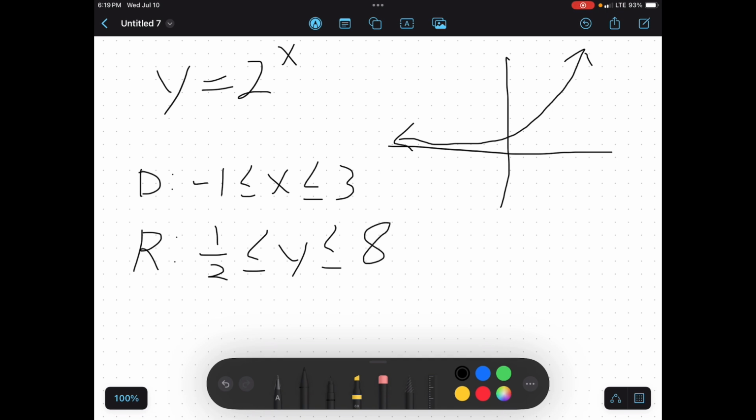And because there is no change in direction, we know that 1/2 is the smallest value in our range, and 8 is the largest value in our range.